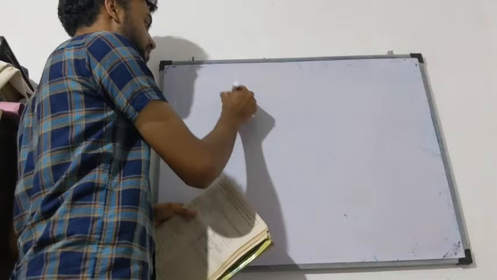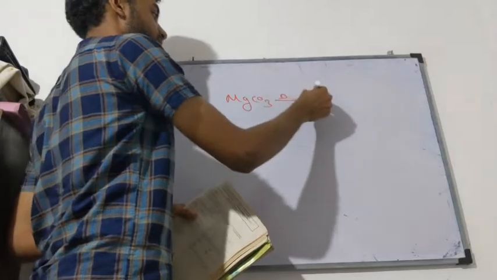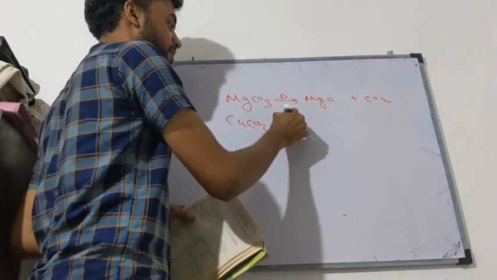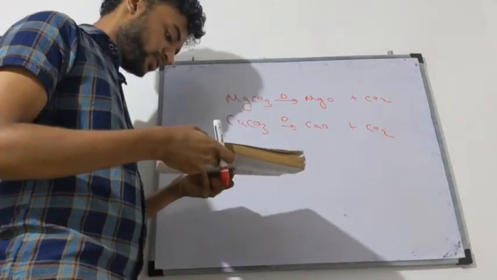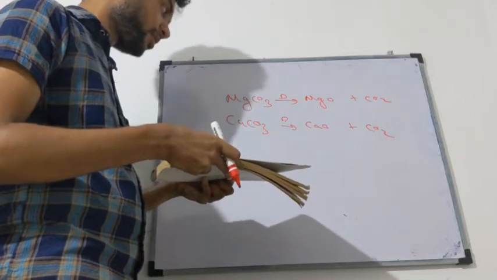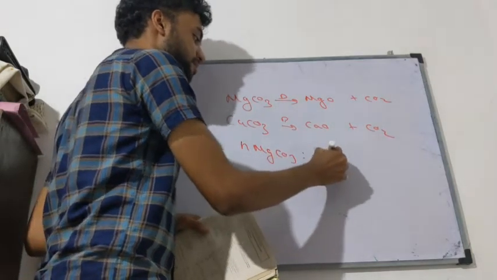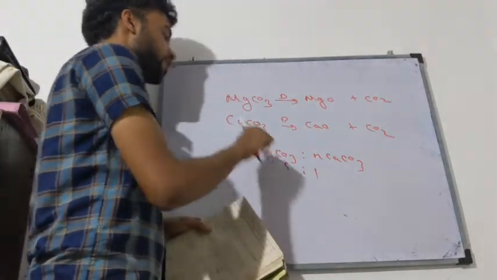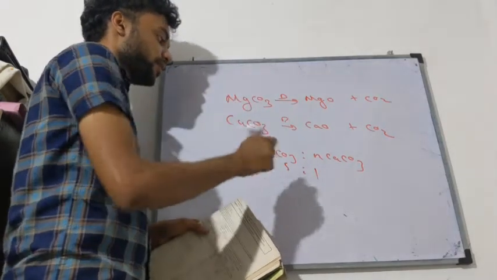When you heat magnesium carbonate, it becomes magnesium oxide and CO2. When you heat calcium carbonate, it becomes calcium oxide and CO2. Now they have mentioned the molar ratio of magnesium carbonate to calcium carbonate is 5:1. So n magnesium carbonate is to n calcium carbonate is what? They mentioned 5:1. If I have 5 moles of magnesium carbonate, I have 1 mole of calcium carbonate. That's the meaning of 5:1.